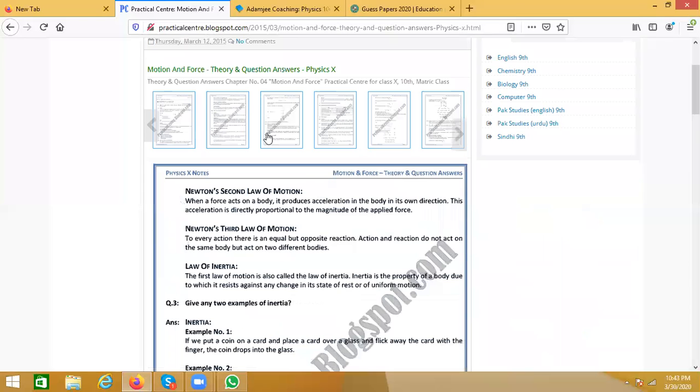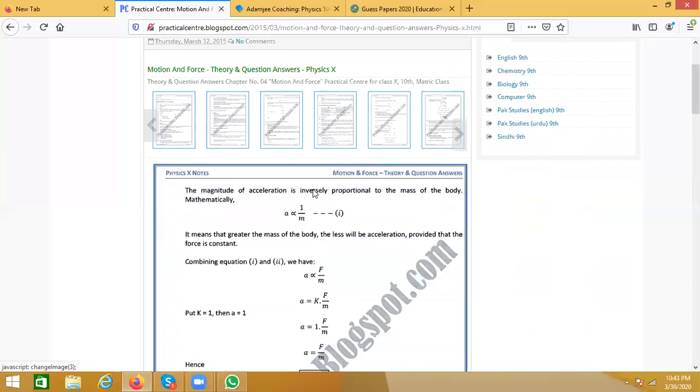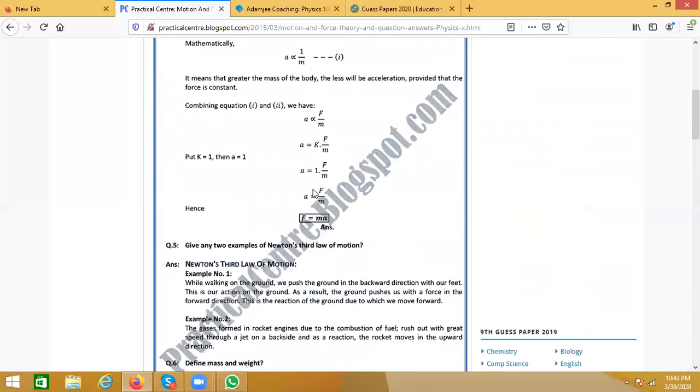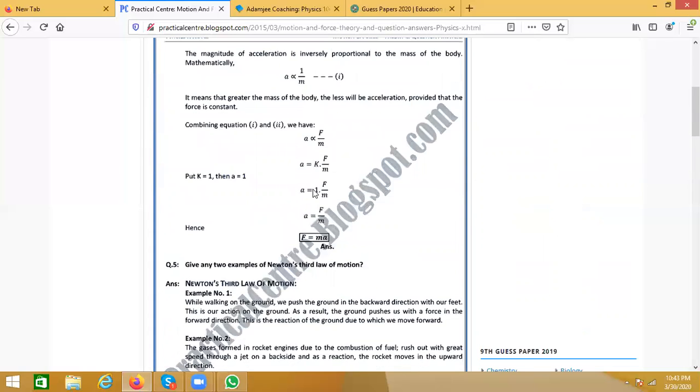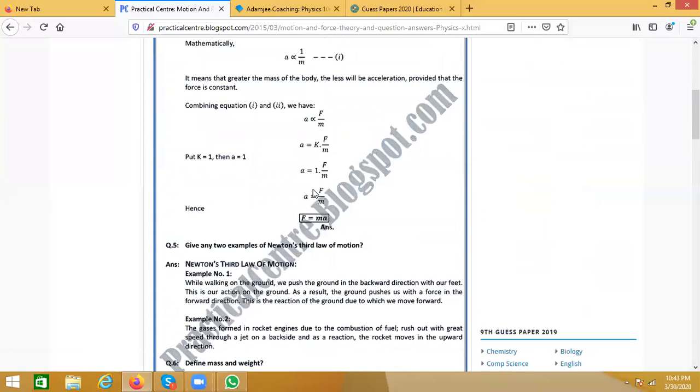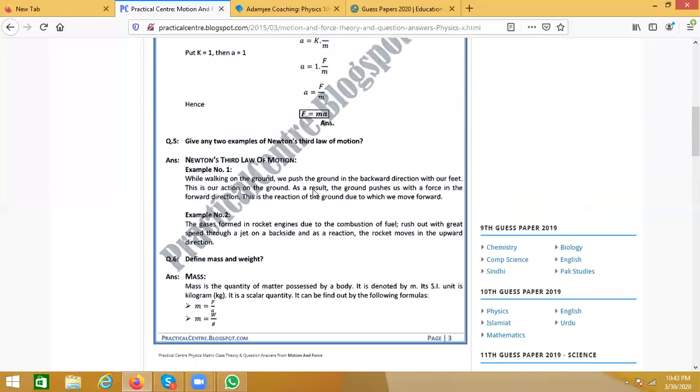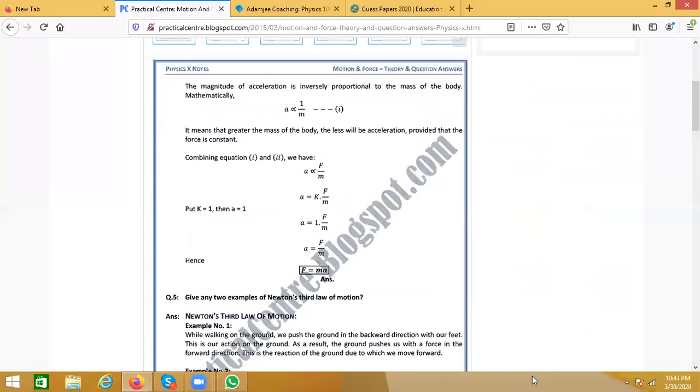So if we move further, this is kind of a derivation here of F equals ma. You can see the steps are quite clearly defined here, right? So I don't think there is any problem. If you have any problem, you can ask.